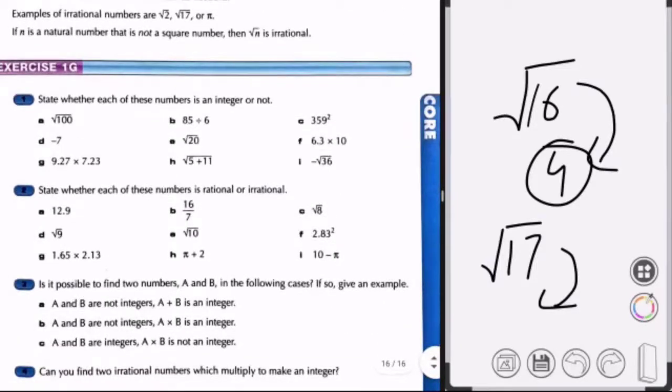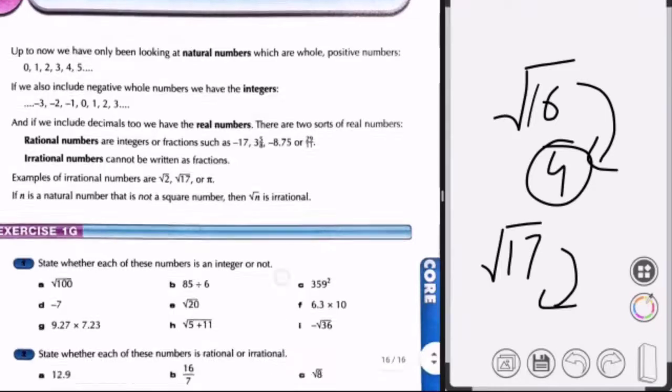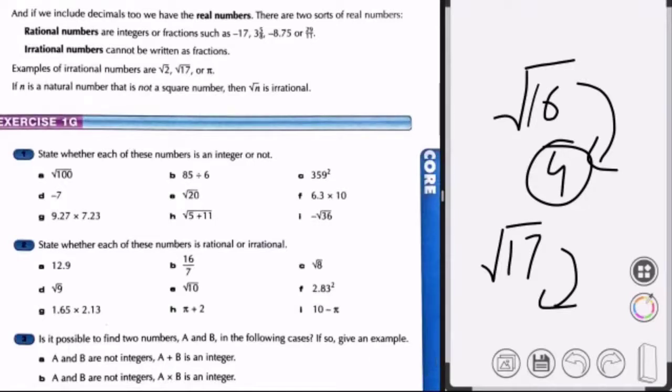Now state whether each of these numbers is an integer or not. We will see according to the definitions. What is the definition of integers? If we also include negative whole numbers, we have the integers. You can define here whether a number is an integer or not. Then state whether each of these numbers is rational or irrational. According to the definitions I have explained, 9 is not an irrational number, it is a rational number. 10 is an irrational number, like this.